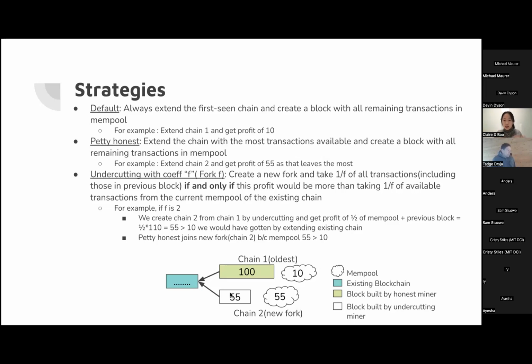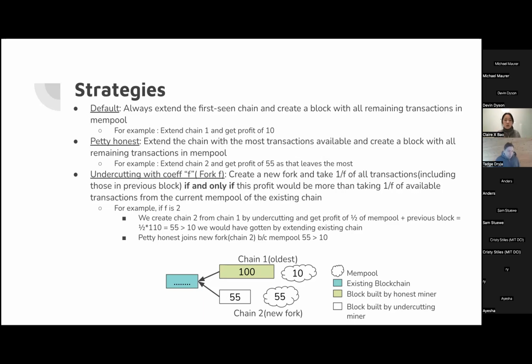It then looks at all of the transactions that are available, including those that were already previously mined in that previous block. And it will take 1 over f of those transactions and create a new block in this new fork, and leave the rest to incentivize the petty honest miner. So let's take a more specific example to see how this really works.